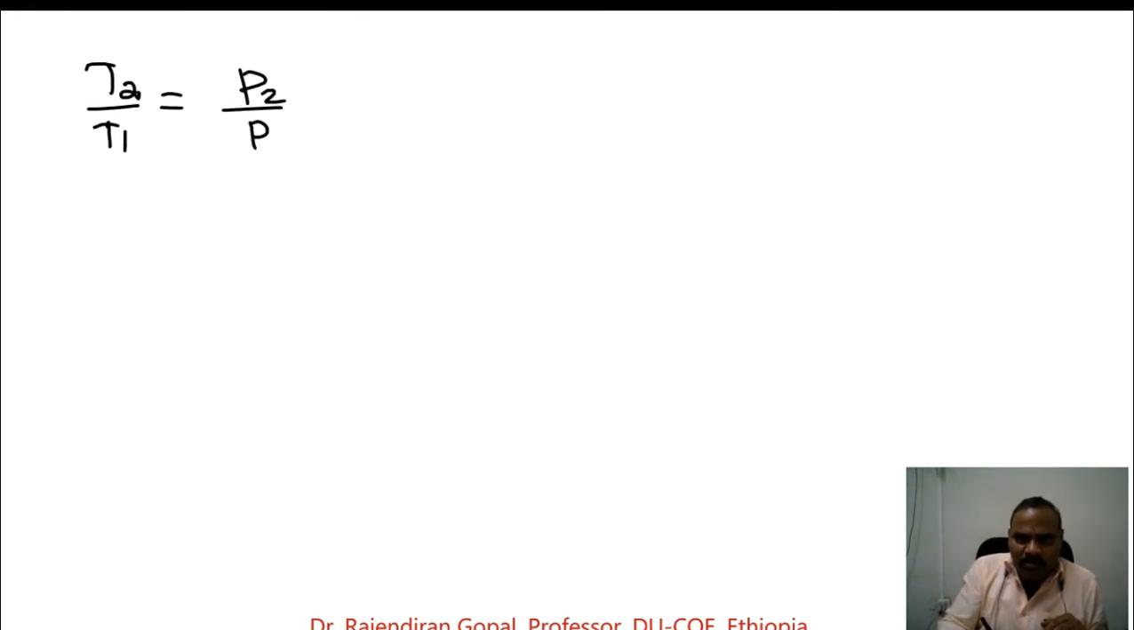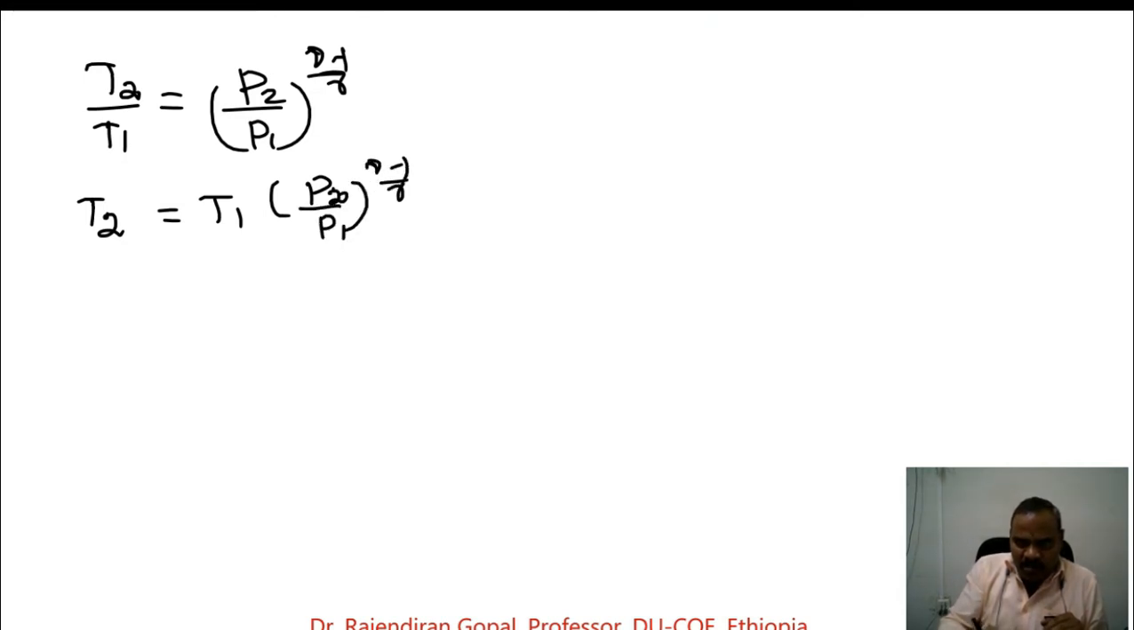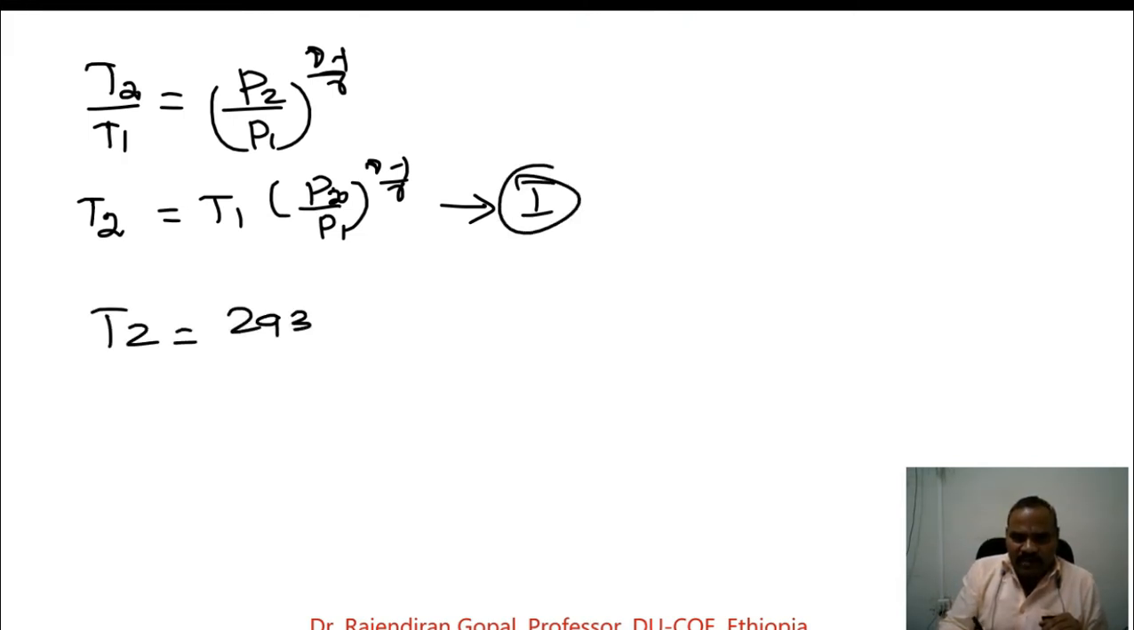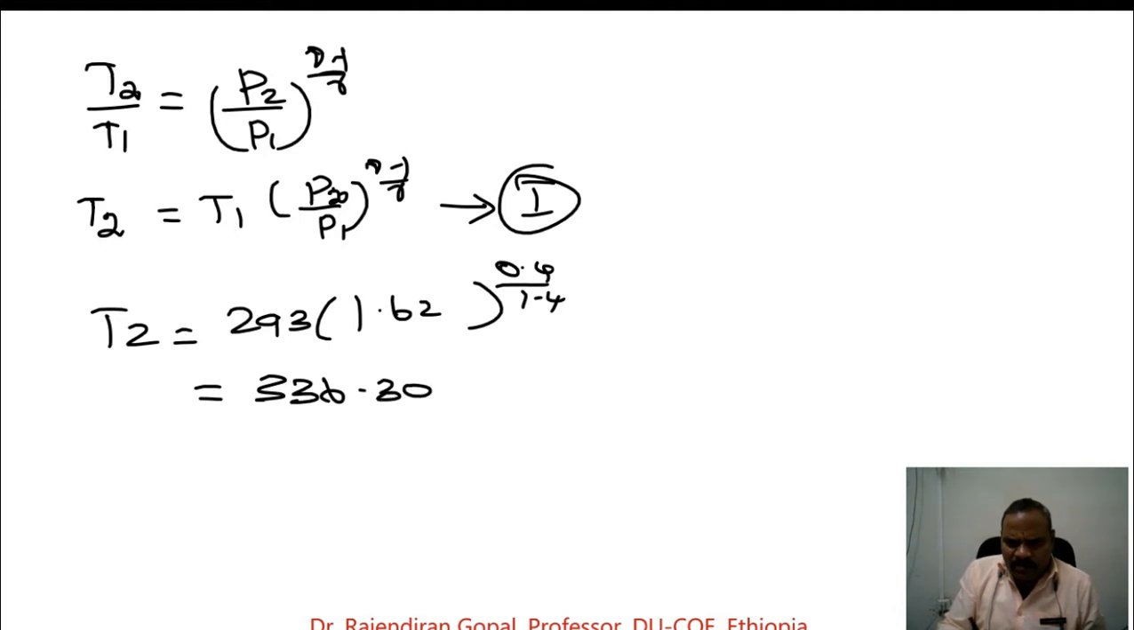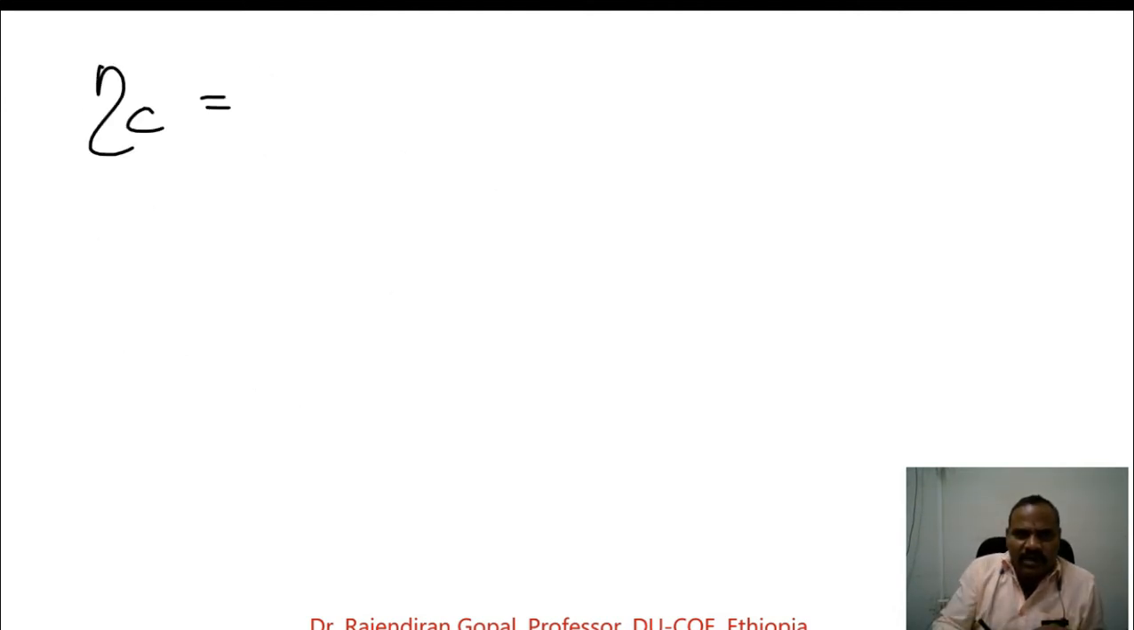We know that the isentropic relation in the compressor, T2 by T1 is equal to P2 by P1 whole to the power gamma minus 1 by gamma. Then T2 is equal to T1 multiplied by P2 by P1 whole to the power gamma minus 1 by gamma. Assume it is equation 1. Then T2 is equal to 293 into 1.62 whole to the power 0.4 divided by 1.4, we will get 336.301 Kelvin.